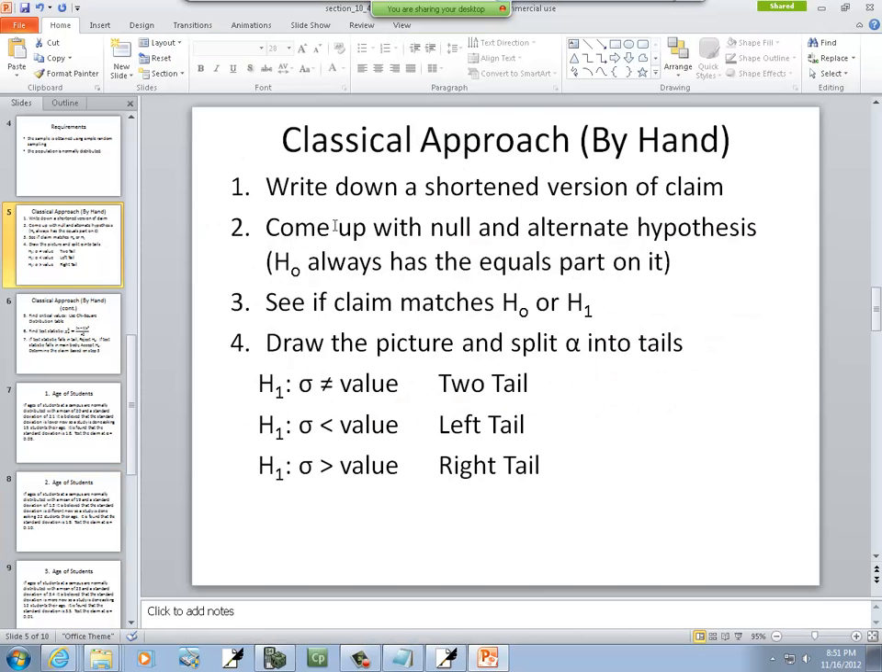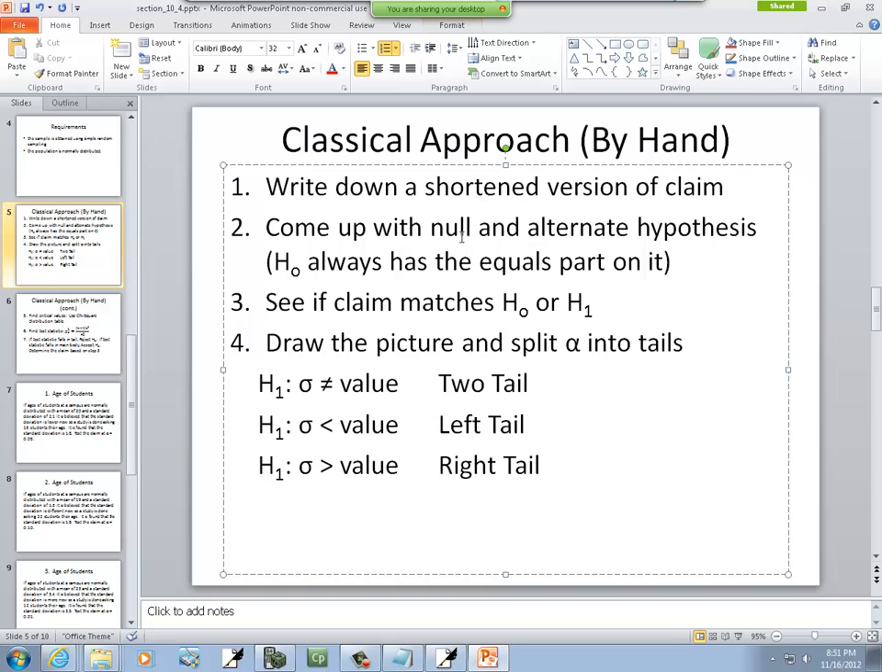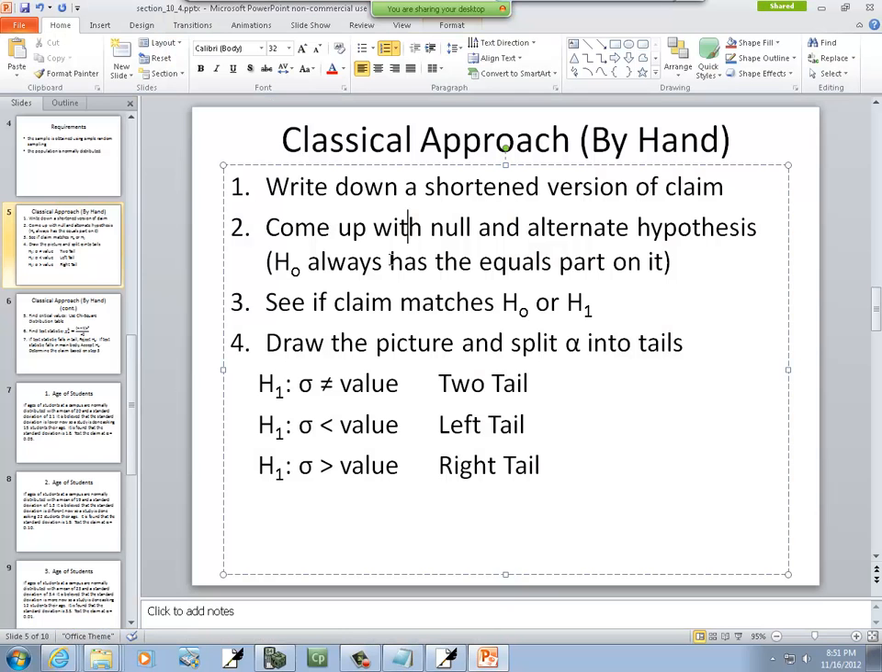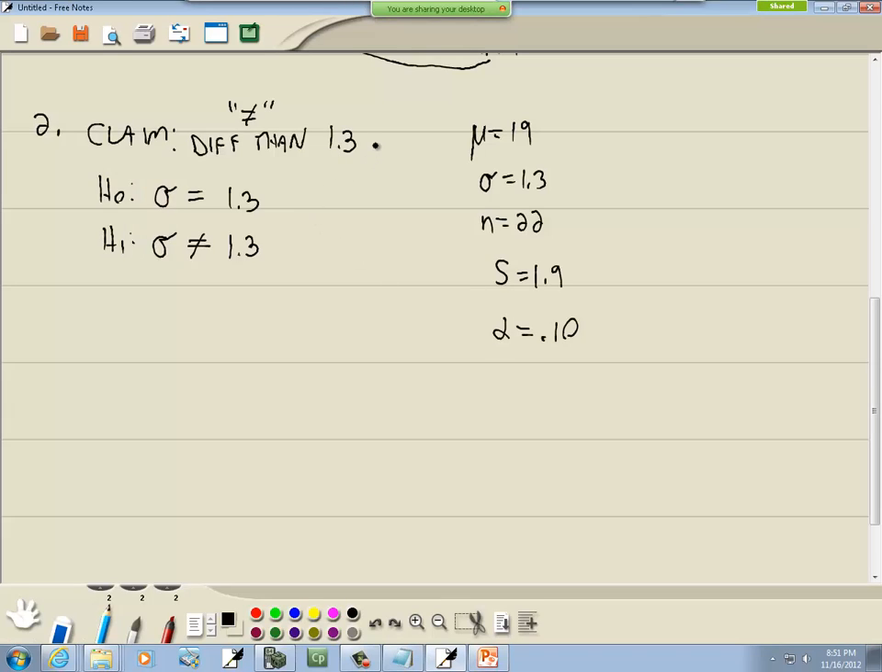Okay, step 1, write down a shortened version of the claim. I did that. Do not get wordy on that. You're going to mess it up if you get too wordy. Just keep it nice and simple. Then step 2, come up with a null and alternate hypothesis. Well, the not equal to goes on our H1. And if that's not equal to, this has to be equals. So 1.3. Step 3, see if your claim matches H0 or H1. Well, our claim matches H1. They both have a not equal to symbol.